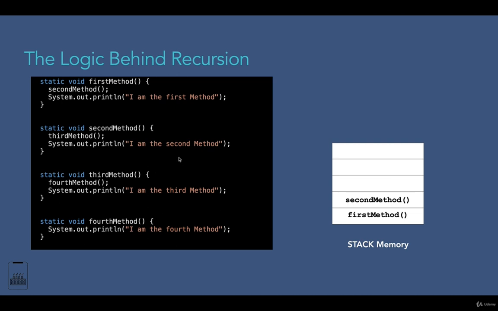So after this statement, we know that the third method is done. Here again, the next step is calling from the stack memory, which is the second method. Then the second method will be called and the print statement is executed. So the execution of the second method is done.